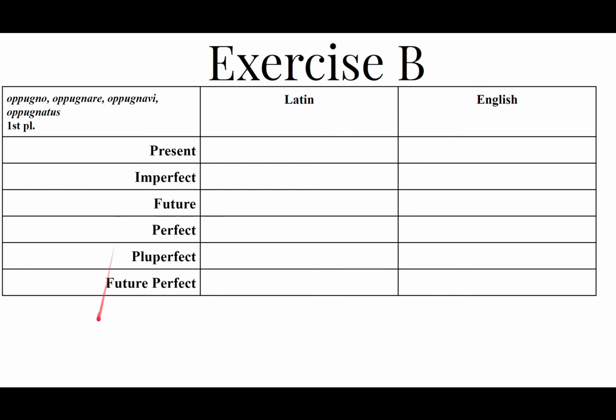The perfect, pluperfect, and future perfect use the perfect stem, oppugnav, chop off the I. Oppugnavimus. We attacked. We have attacked. You could also say we did attack. We did do that thing.